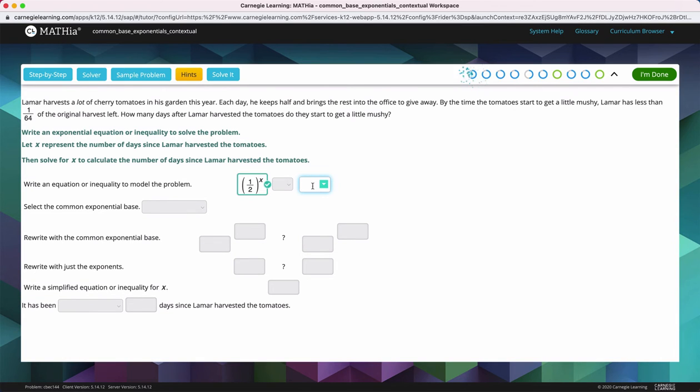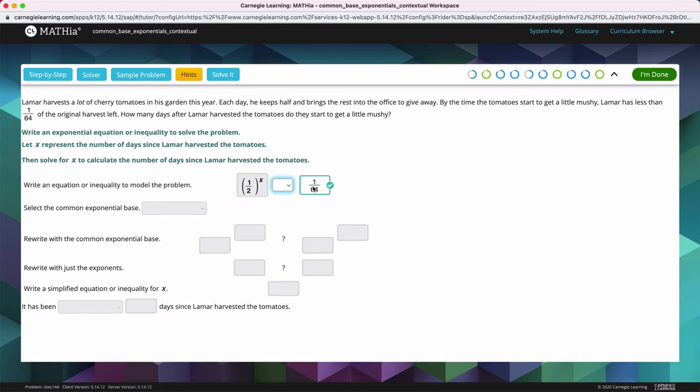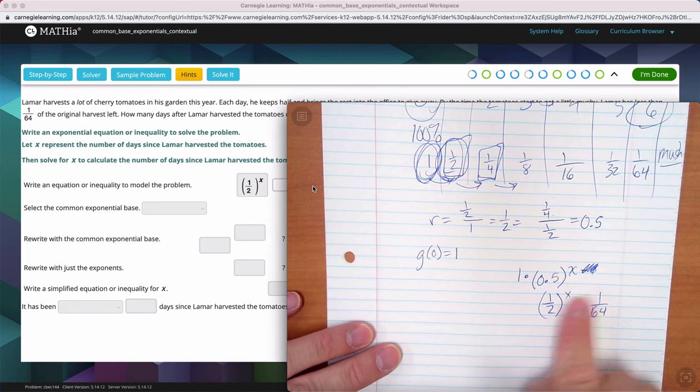All right. We want to know when it's 1/64. So there we have 1/64. Oh, it auto-corrected the 0.5 to 1/2 to the x power equals 1/64. See, I'm going to keep track of what I'm writing right here.